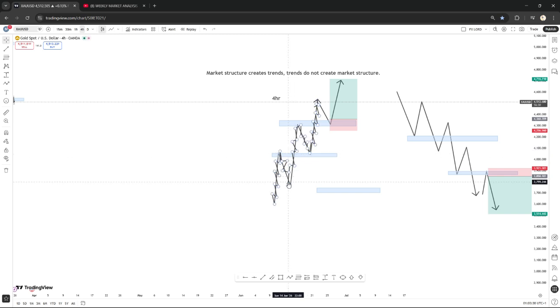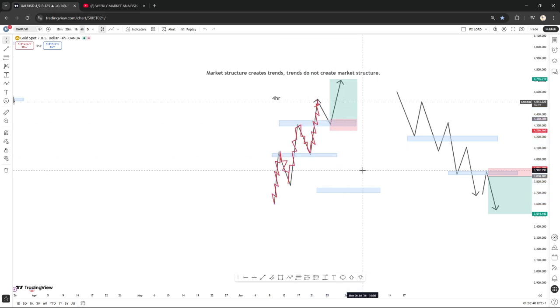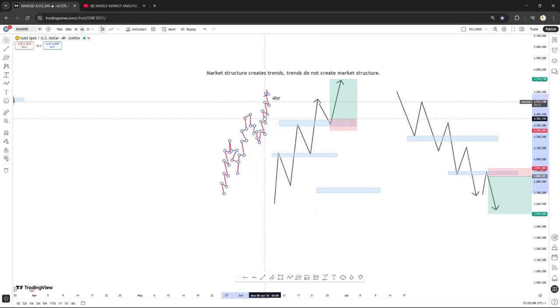So by the time you confirm that, let me change this color to red. Now the red represents 1 hour and the black represents 4 hour. So if you come on your chart and what you are seeing on your chart is this right here, it's telling you that the structure is bullish. So the trend obviously is going to be a bullish trend, right?